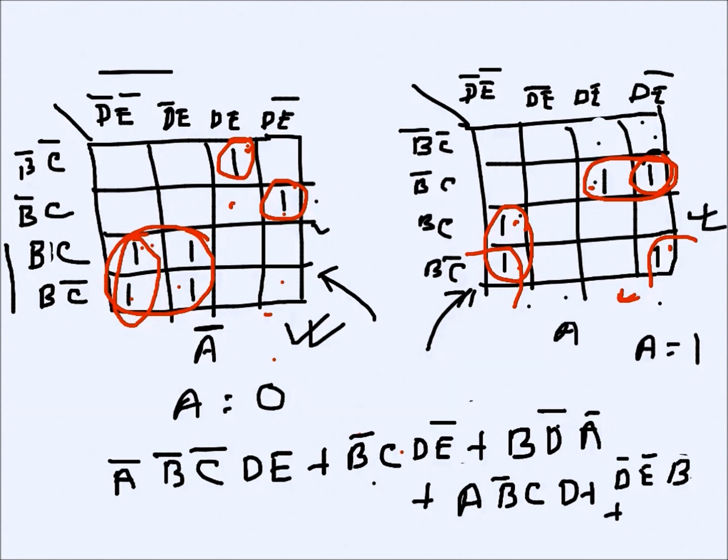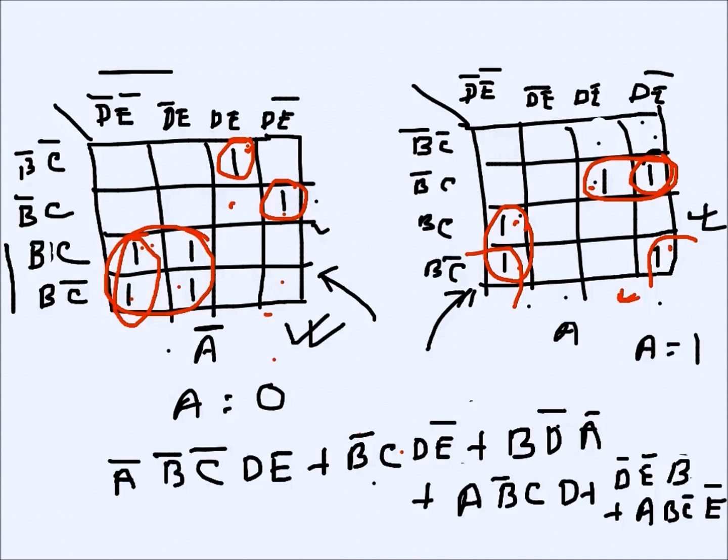It will have A because it is not in A0, so A is there, and then B, C bar, and then here it is E bar. So 4 variables because it's just a group of 2. So yeah, that's what it is. Concept-wise it's very similar to the 4 variable one, and it's actually 2 four variable K-maps combining together.